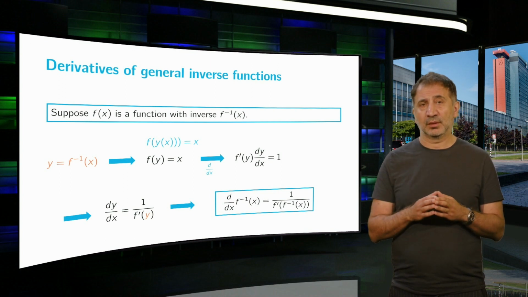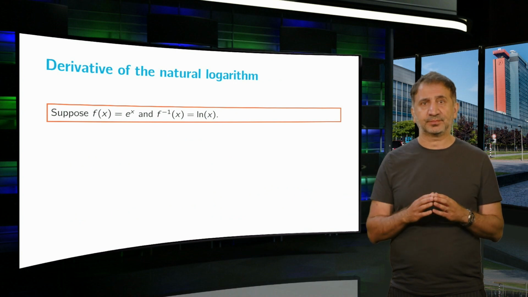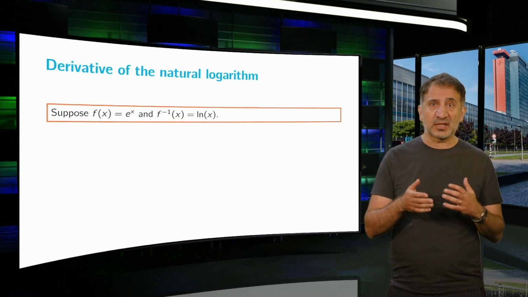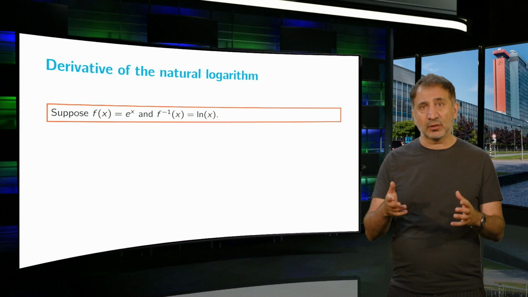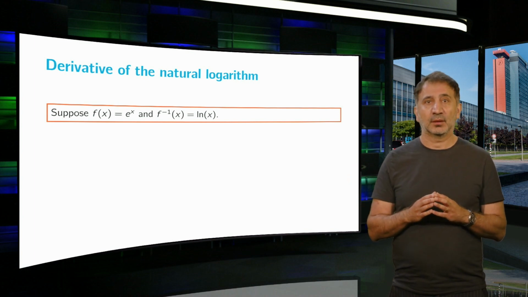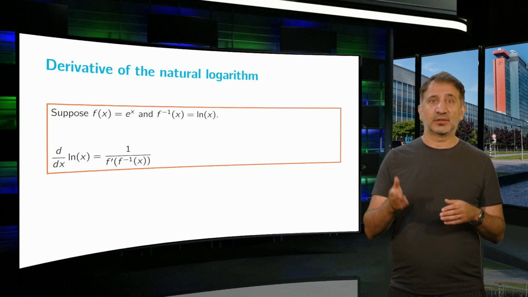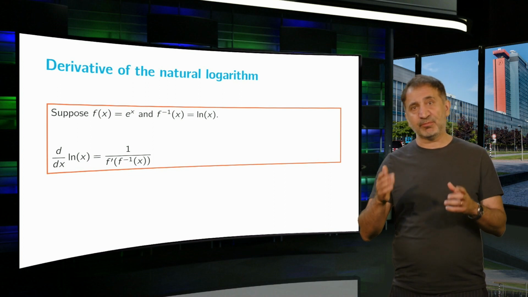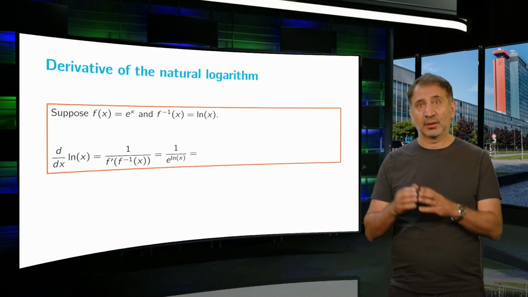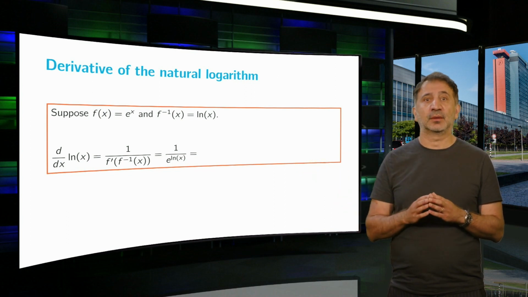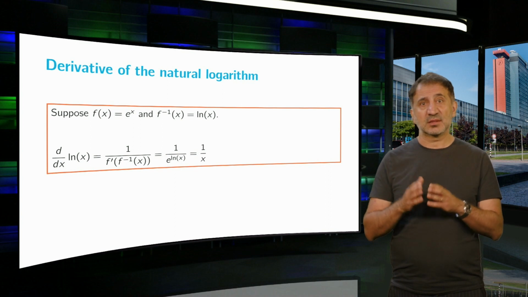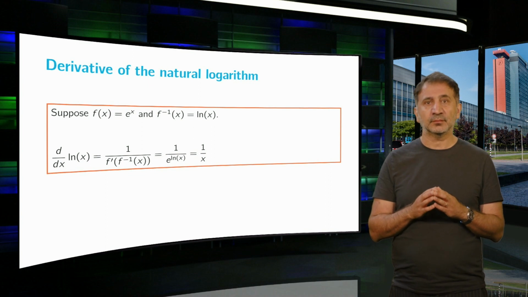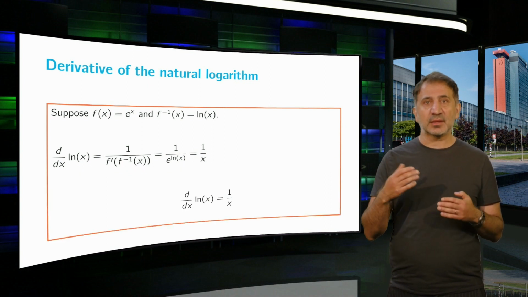Suppose, for example, that f of x is the exponential function. The inverse of f of x, of course, equals the natural logarithm of x, and f prime of x is equal to e to the x. By the formula on the previous slide, the derivative of ln of x is given by this expression. Because f prime of x is equal to e to the x, we get the expression on the screen. This expression is equal to x, since the natural logarithm and the exponential are inverses of each other. So the derivative of ln of x is equal to 1 over x.